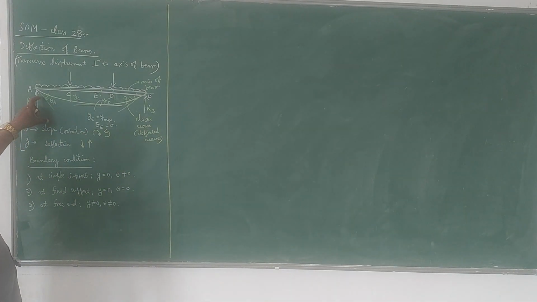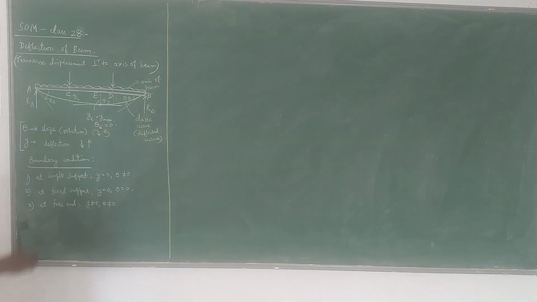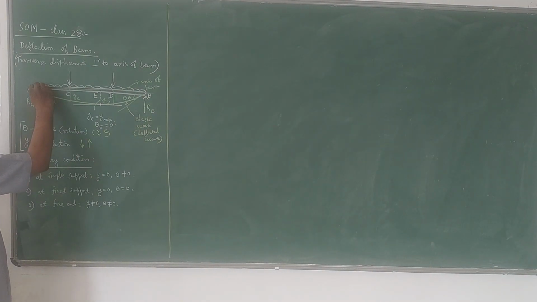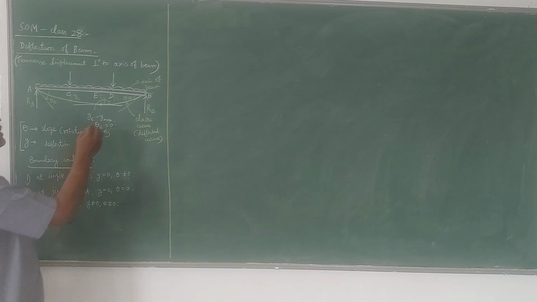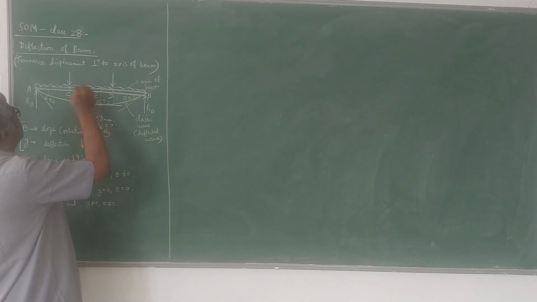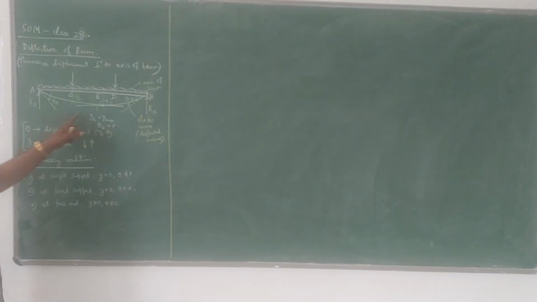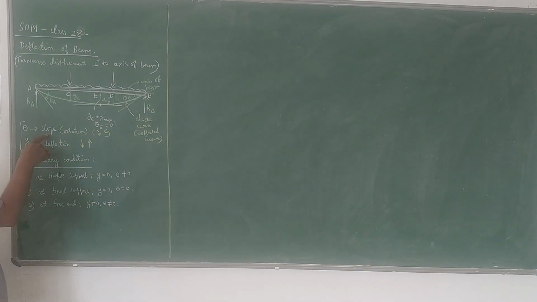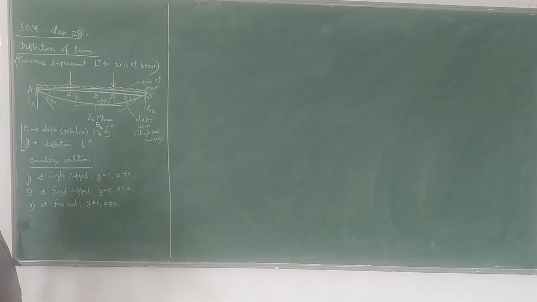Here, due to the development of this elastic curve, if you draw a tangent at A to this curve, there will be an angle here, theta A. Similarly, if you draw a tangent to this curve at B, it makes an angle theta B with the axis of the beam. This theta A and theta B are called the slope or rotation. It can be either clockwise or anti-clockwise.